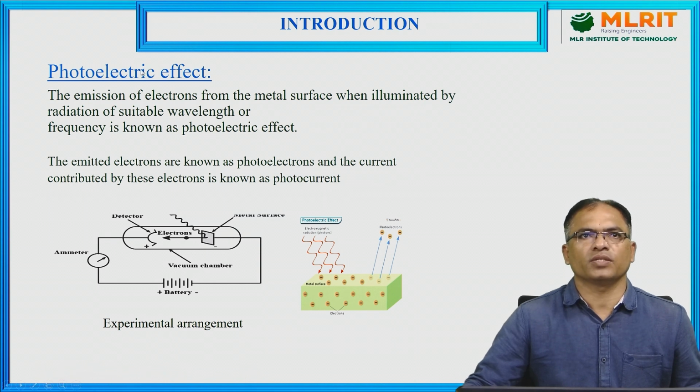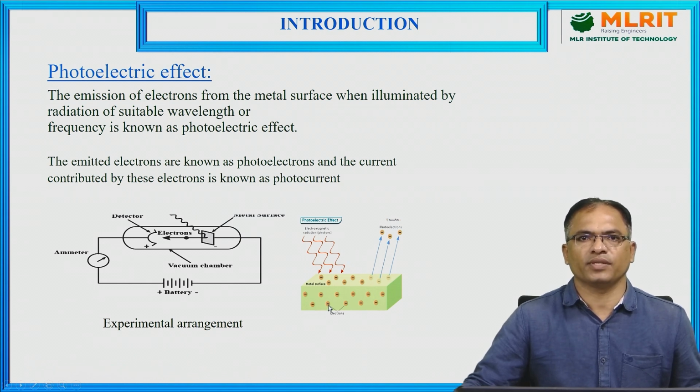Now, what is photoelectric effect? Photoelectric effect is the emission of electrons from metal surface when it is illuminated by radiation of suitable frequency or wavelength. So when high energy radiation hits a metal target, in that case electrons come out from the metal surface. So that is what is called photoelectric effect. And the electrons which are generated are called photoelectrons and the current is called photocurrent. So this is the small diagram through which we can understand the phenomenon of photoelectric effect.